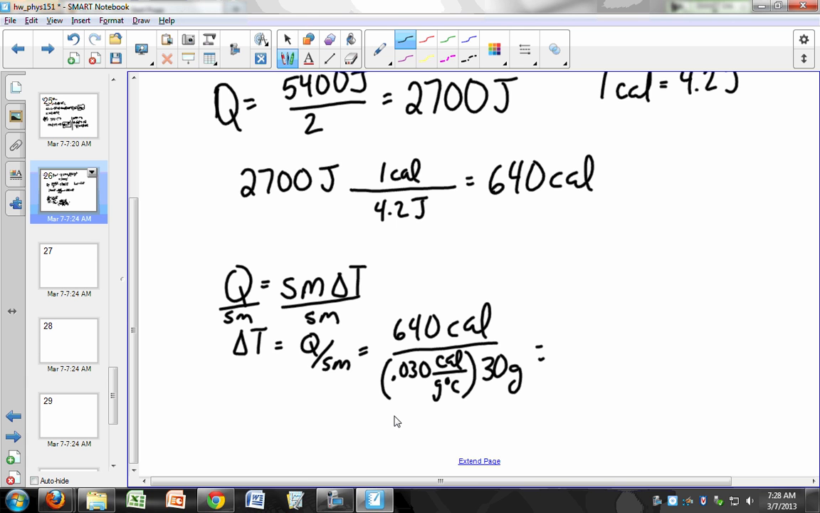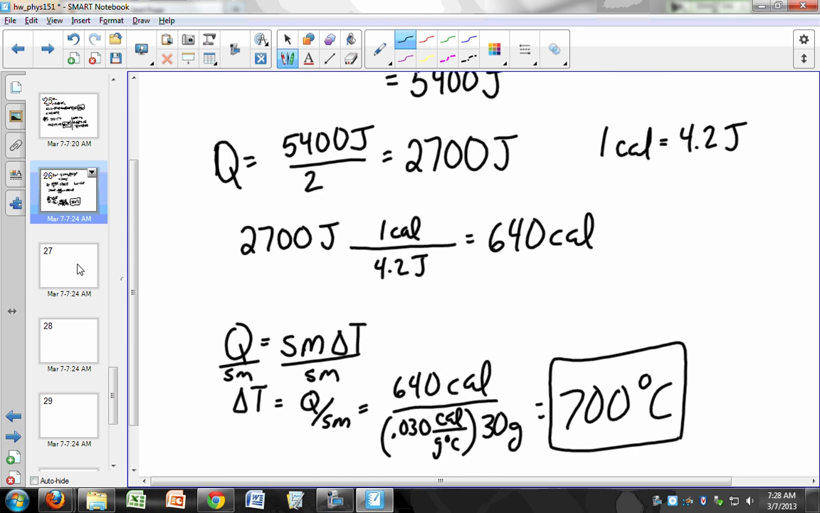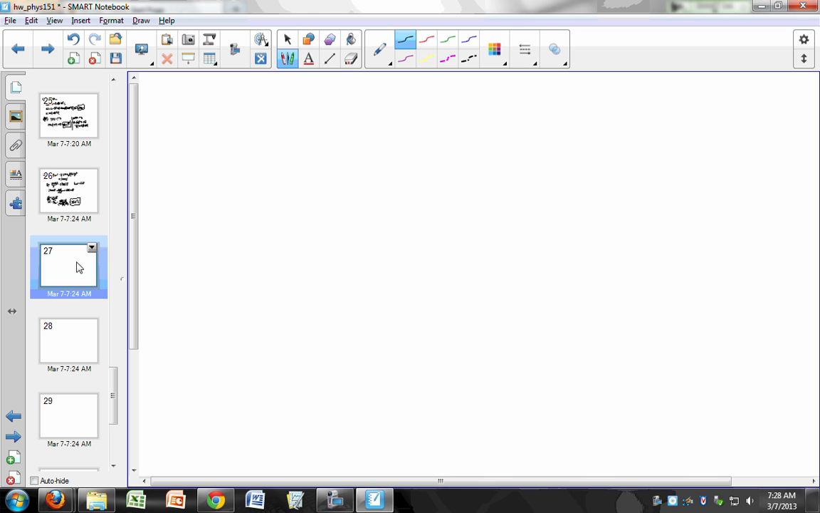So it's 640. Oh goodness, 700 degrees. It heats up 700 degrees. That's assuming that half of the energy goes into the bullet. But even if you're not half, you're still looking at a very significant temperature rise in this bullet. All right, let's see. That was 23. I think there's just one more. 49.